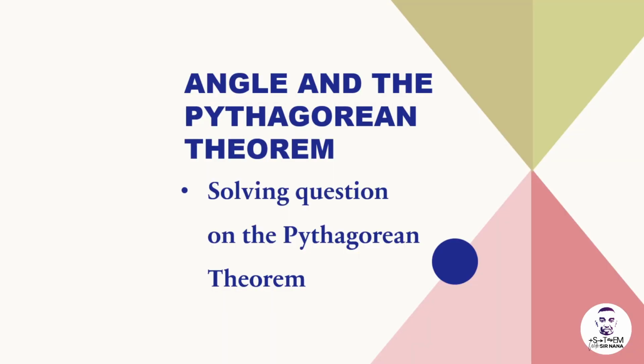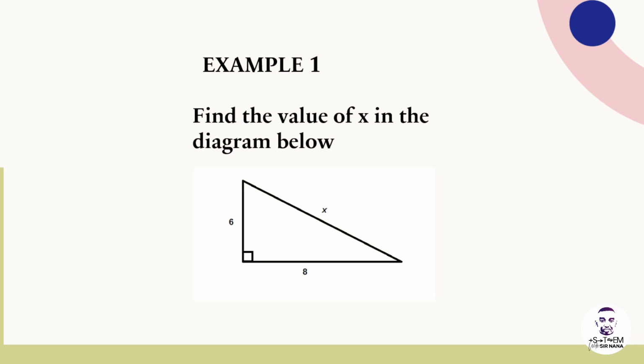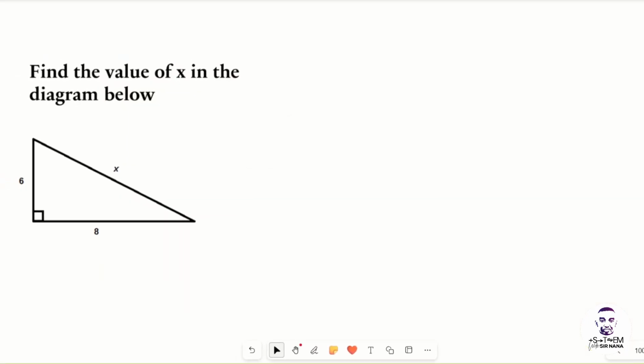In this question, we are asked to find the value of x in the diagram below. Basically we have a diagram which is a right angle triangle. First and foremost, you must inspect your diagram and ensure that the 90-degree angle appears. We have our 90-degree angle here, so that implies that it is a right angle triangle. This means that the square of the longest side, which is x squared, should be equal to the sum of the squares of the opposite sides, 6 squared plus 8 squared.